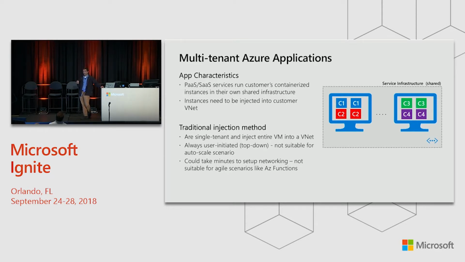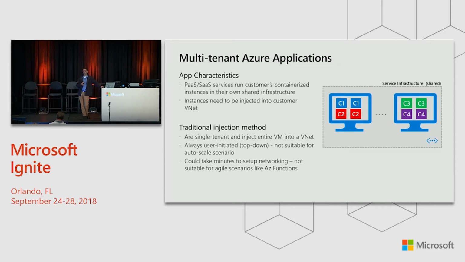Now, you might have used traditional injection mechanisms that we have in Azure today. For example, if you use HDI and you say that you want the HDI service, it automatically injects the entire HDI VM allotted to you into your VNet, and you get VNet connectivity that way. That kind of injection mechanism won't work here because we are trying to inject containers. The other drawback with that approach is that it is very top-down. That is, you say you want a service, and then the service injects it. But in a containerized service, that's not how things work, right?